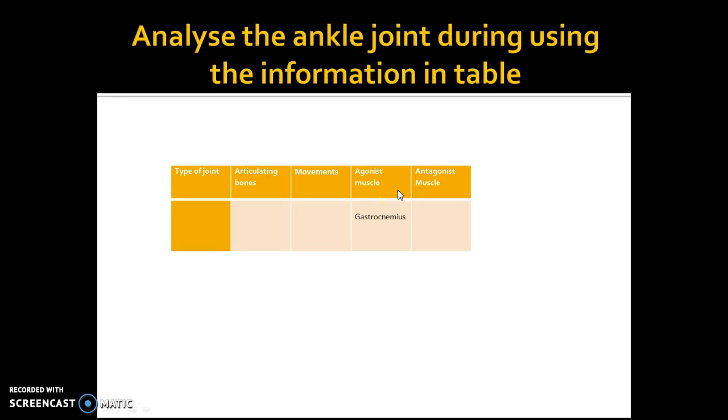Okay, so pause it there, see if you can work it out. Answer should be there. So remember, if you plantarflex your toes down, that will lead to the gastrocnemius contracting as the agonist. The antagonist muscle will be tibialis anterior. Remember, tibialis is attached to the tibia, anterior is front, so you've got that muscle attached to the bone of the lower leg.